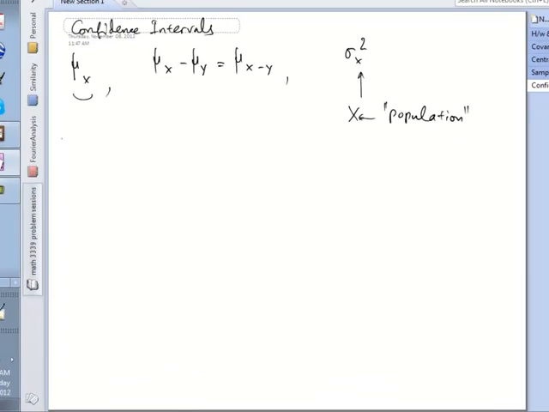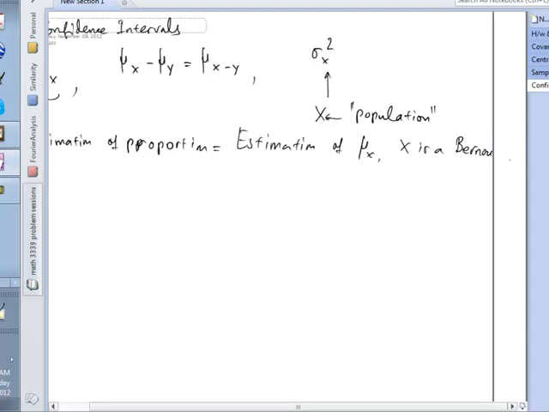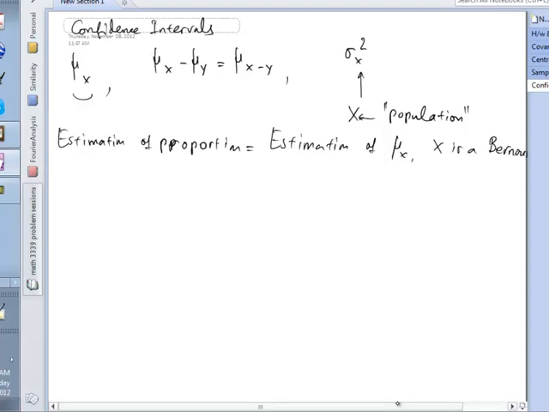Of course, estimation of proportions is again essentially estimation of a mean, and that's the mean of a Bernoulli random variable. So estimation of a proportion is estimation of a mean, but this time X is a Bernoulli random variable. That's basically the setting.